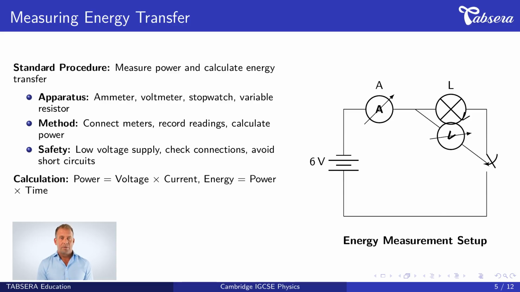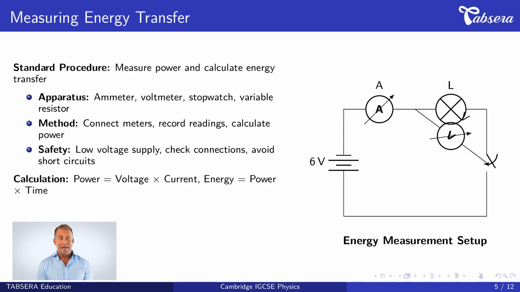Now we examine the experimental method for measuring energy transfer. This follows Cambridge IGCSE standards. The standard procedure involves measuring power and calculating energy transfer. The apparatus needed includes an ammeter to measure current in amperes, a voltmeter to measure potential difference in volts, a stopwatch to measure time in seconds, and a variable resistor to control current. The method consists of these steps.